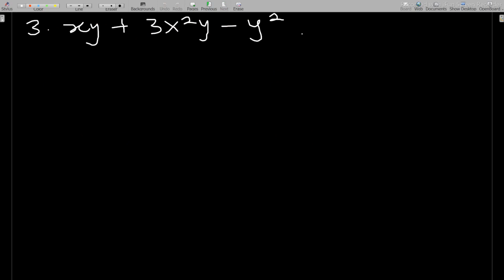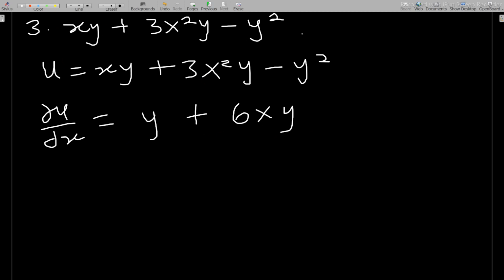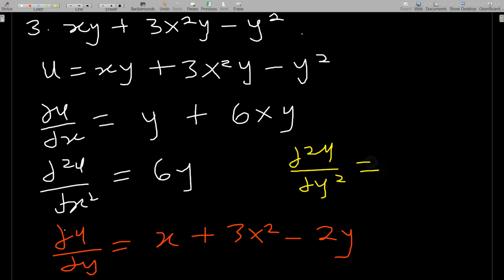Okay, so with this, for us to know if it is harmonic or not, we just have to let our u be equal to xy plus 3x squared y minus y squared. So with this, we just find del u del x, and it's equal to y plus 6xy. Now del squared u del x squared is equal to 6y. So you go to del u del y, and that is equal to x plus 3x squared minus 2y. Then move on to the next one, which is del squared u del y squared, and that is equal to minus 2.